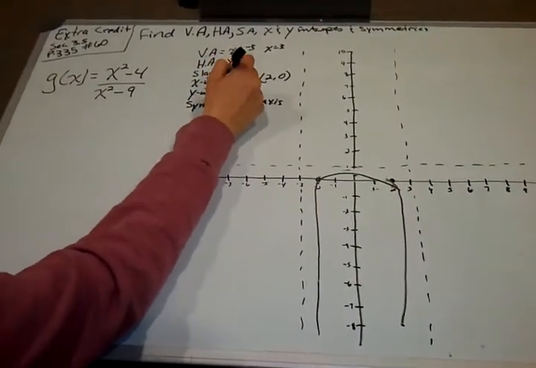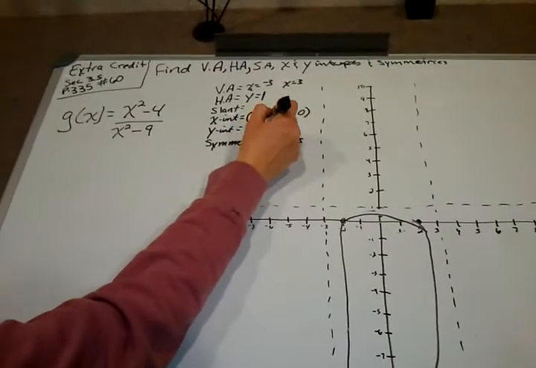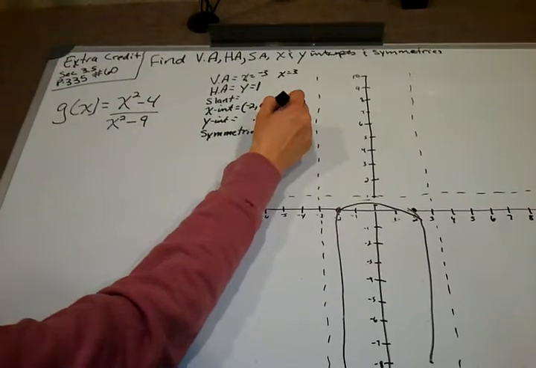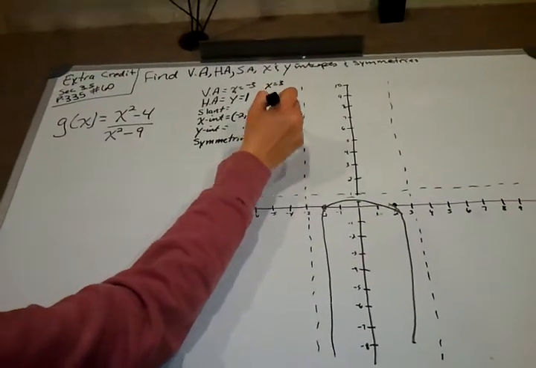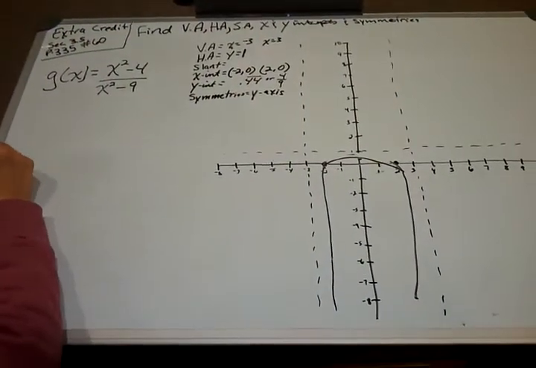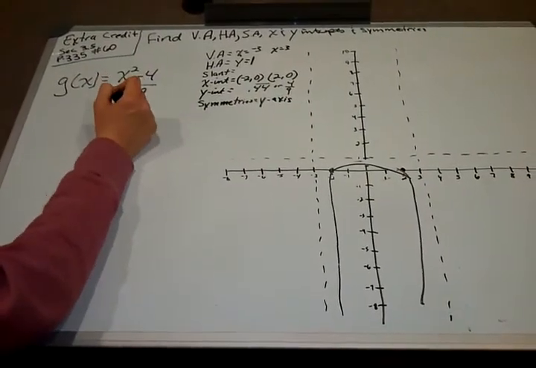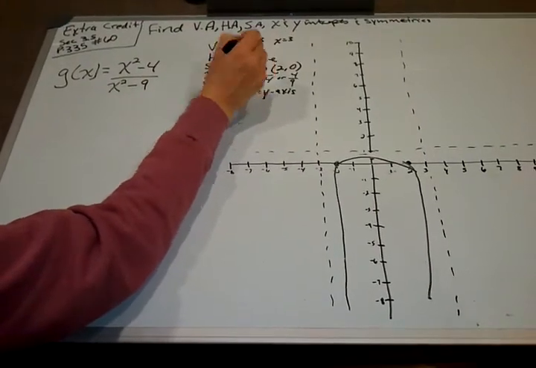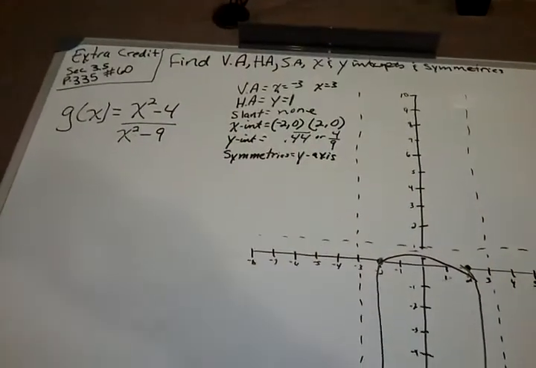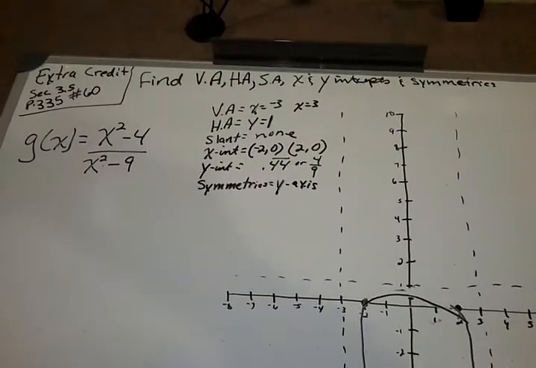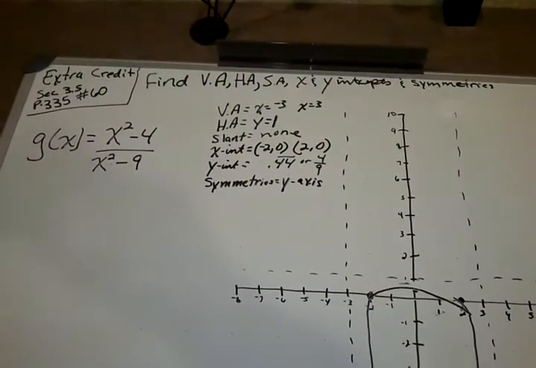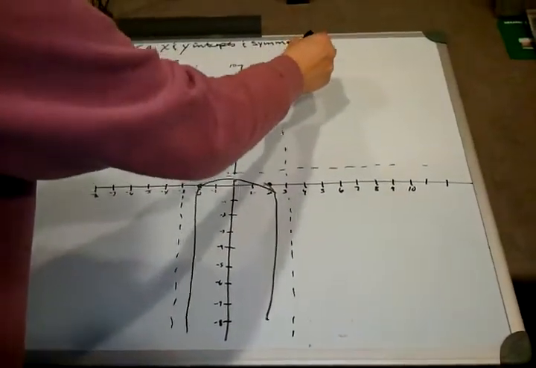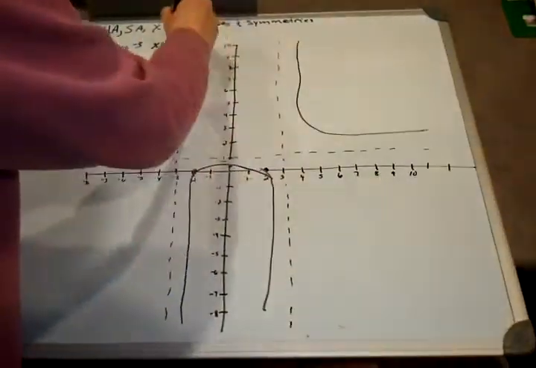Y-intercept is 0.4 repeating, or 4/9. There is no slant asymptote because these two have the same power, so we just put 9 down there. So our graph is going to come off this way and this way.